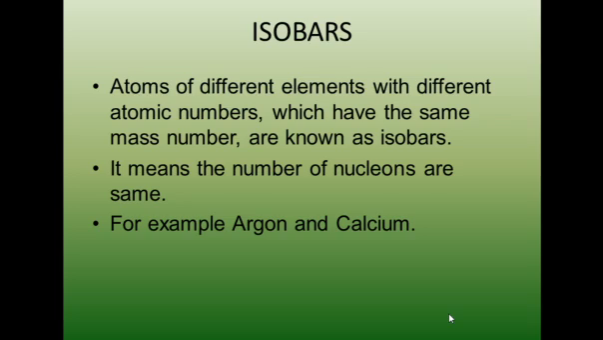The atomic number is the same in isotopes. In isobars the atomic number is different. What about the mass number? The mass number is the same in isobars, it is different in isotopes. So the definition of isobars: atoms of different elements with different atomic numbers which have the same mass number. That is, the number of nucleons is the same. Mass number, as you already know, is the number of protons plus the number of neutrons, collectively called nucleons. So if the number of nucleons is the same, then it is known as an isobar.